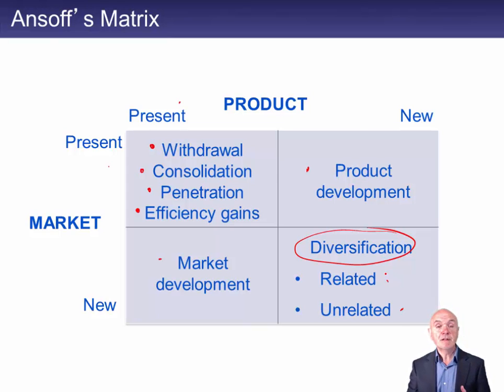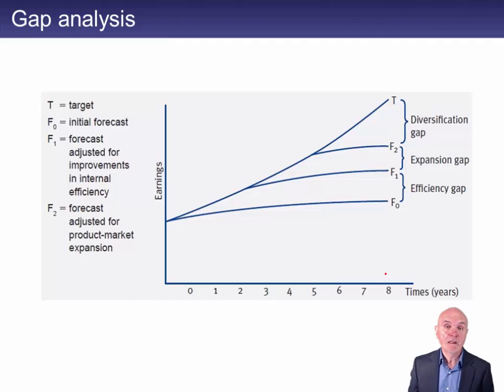Now, Ansoff's matrix can be linked to what is called gap analysis. So gap analysis works like this. Here you are, you submit your budget to head office. Your budget looks like an 8-year budget here. This is your forecast. Email it to head office, and within about 15 minutes back comes an email saying, no, this won't do at all.